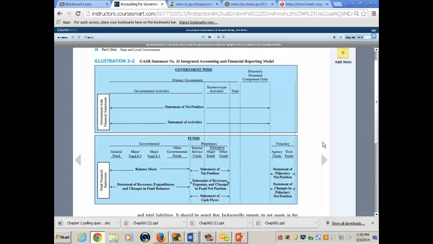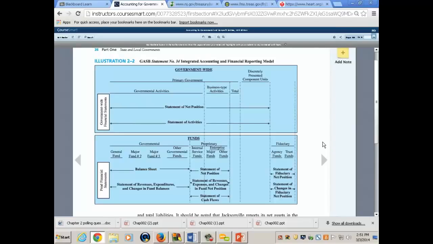Now this can be a difficult diagram to figure out, but it's really not that complicated. Look at the government-wide and then the funds. There are two sets of financial statements, government-wide and fund. Then we see something called primary government, right? And the statement of net position, what types of activities does it cover? What does it show you? Governmental activities and business type and these discretely presented component units, right?